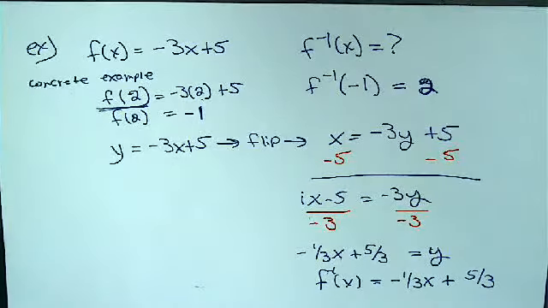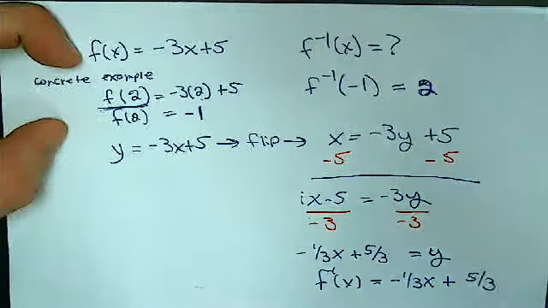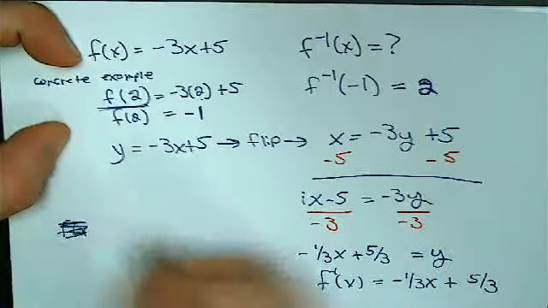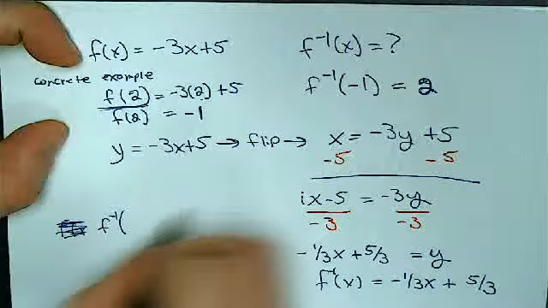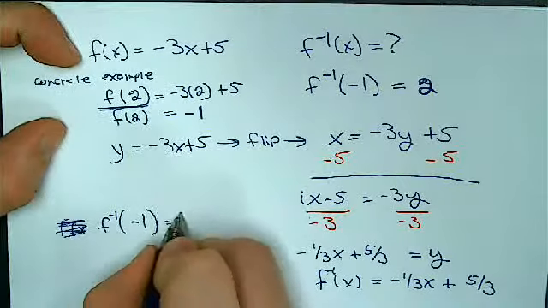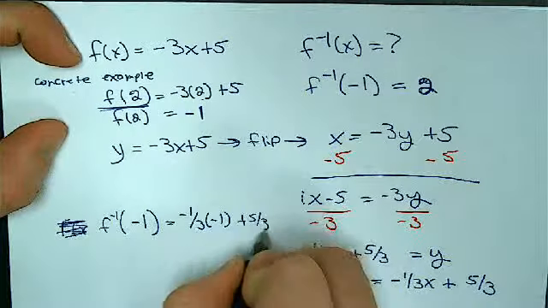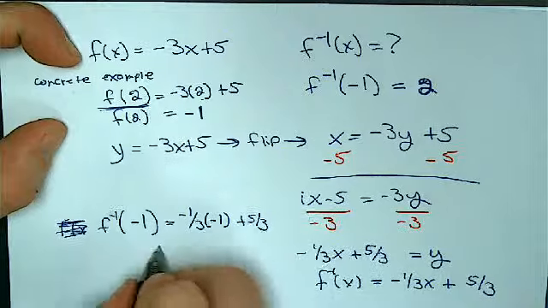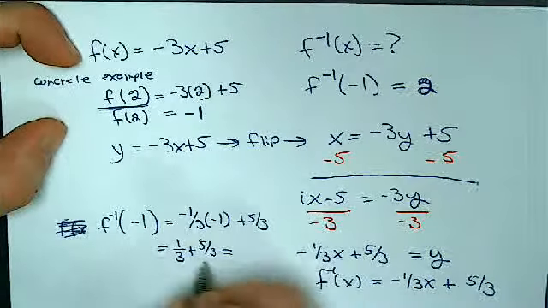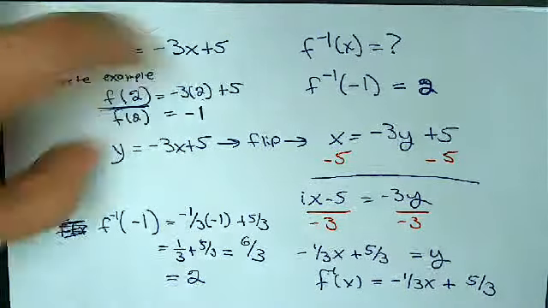And I can always check that by going back to my concrete example point. I can say, well, what happens if I plug in negative 1, what do I get? So negative 1/3 of negative 1 plus 5/3. So this becomes a positive 1/3 plus 5/3. Same denominator, so 6/3, which is 2. That's what I expected I would get.